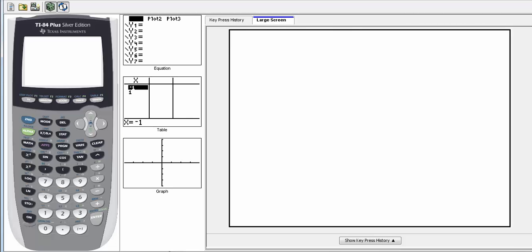In this video, we're going to look at the graph of the cosecant function. And to start off with, I'm just going to go ahead and use the calculator to look at the graph, and then we will come back and describe what's happening here with the graph.